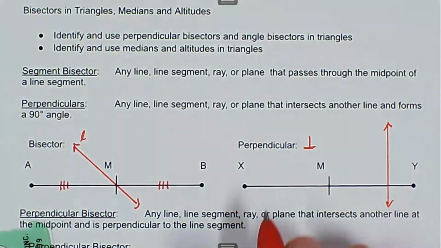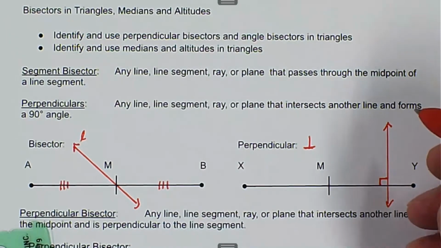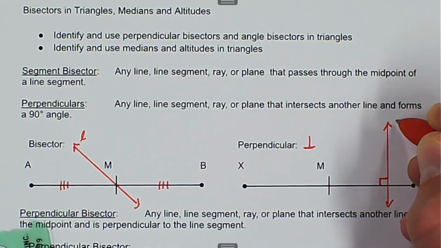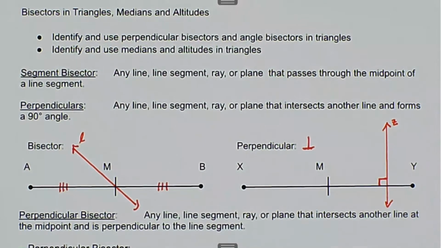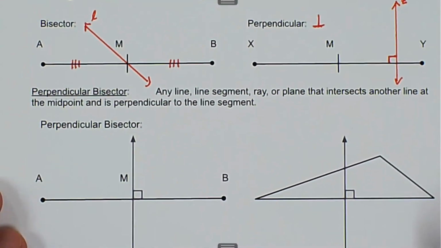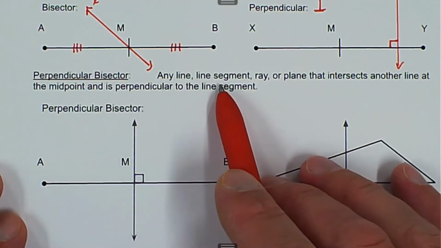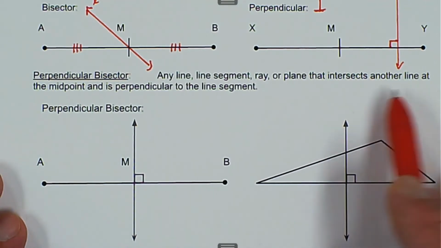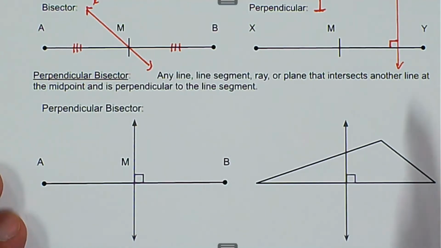So we have line segment XY, and we have this perpendicular line. Let's call this line Z. So line Z is perpendicular to line segment XY. Then, putting the two of them together, we have a perpendicular bisector: any line, segment, ray, or plane that intersects another line at the midpoint and is also perpendicular to the line segment. So that's what we have drawn here.